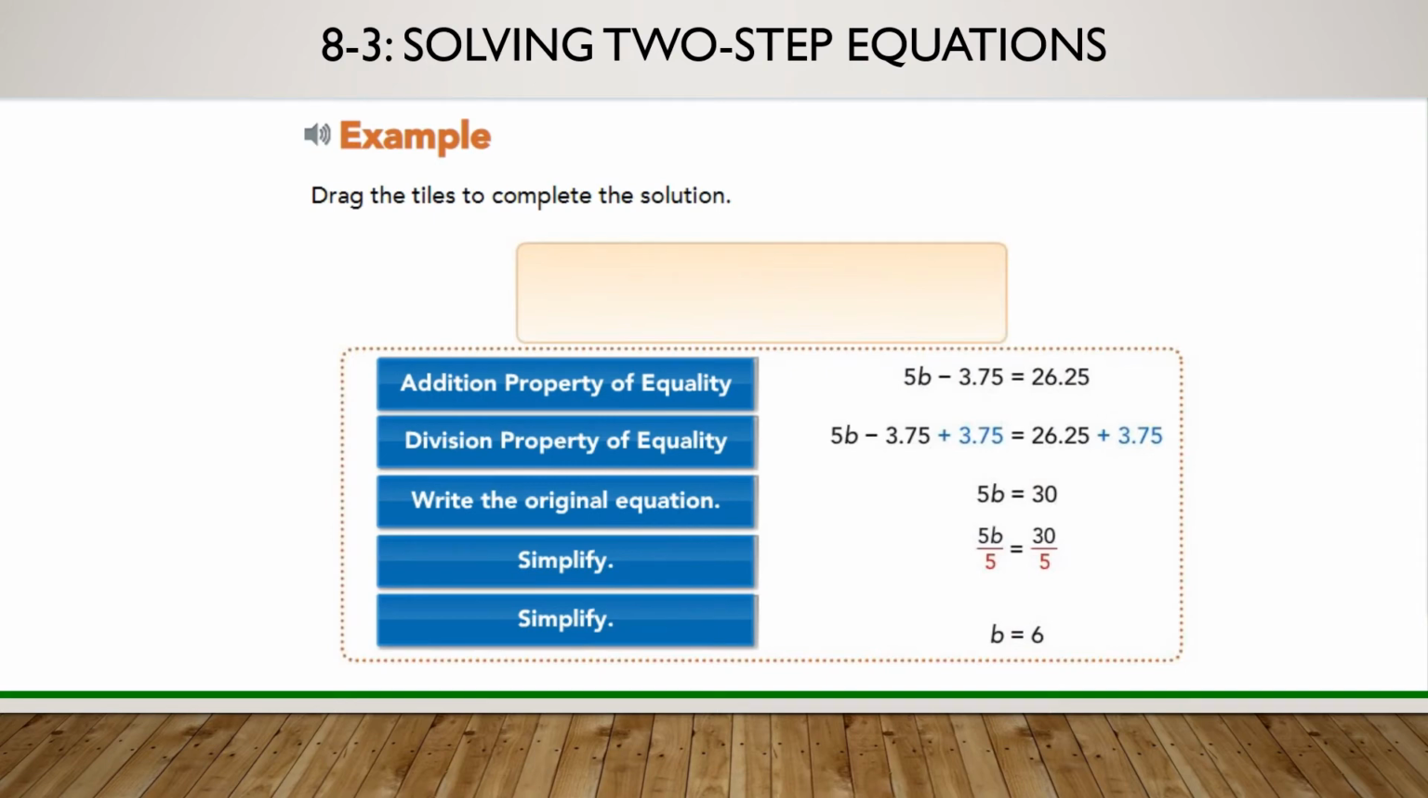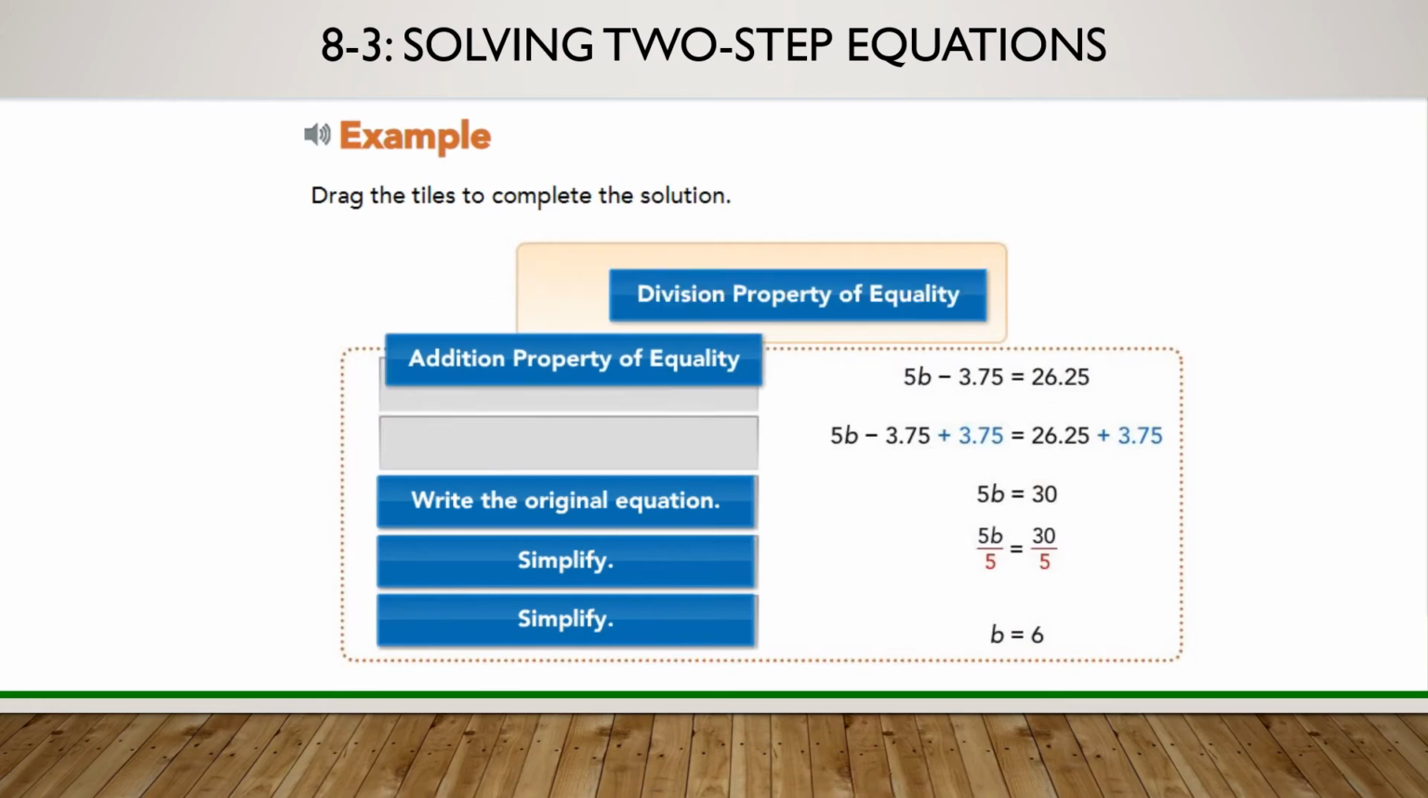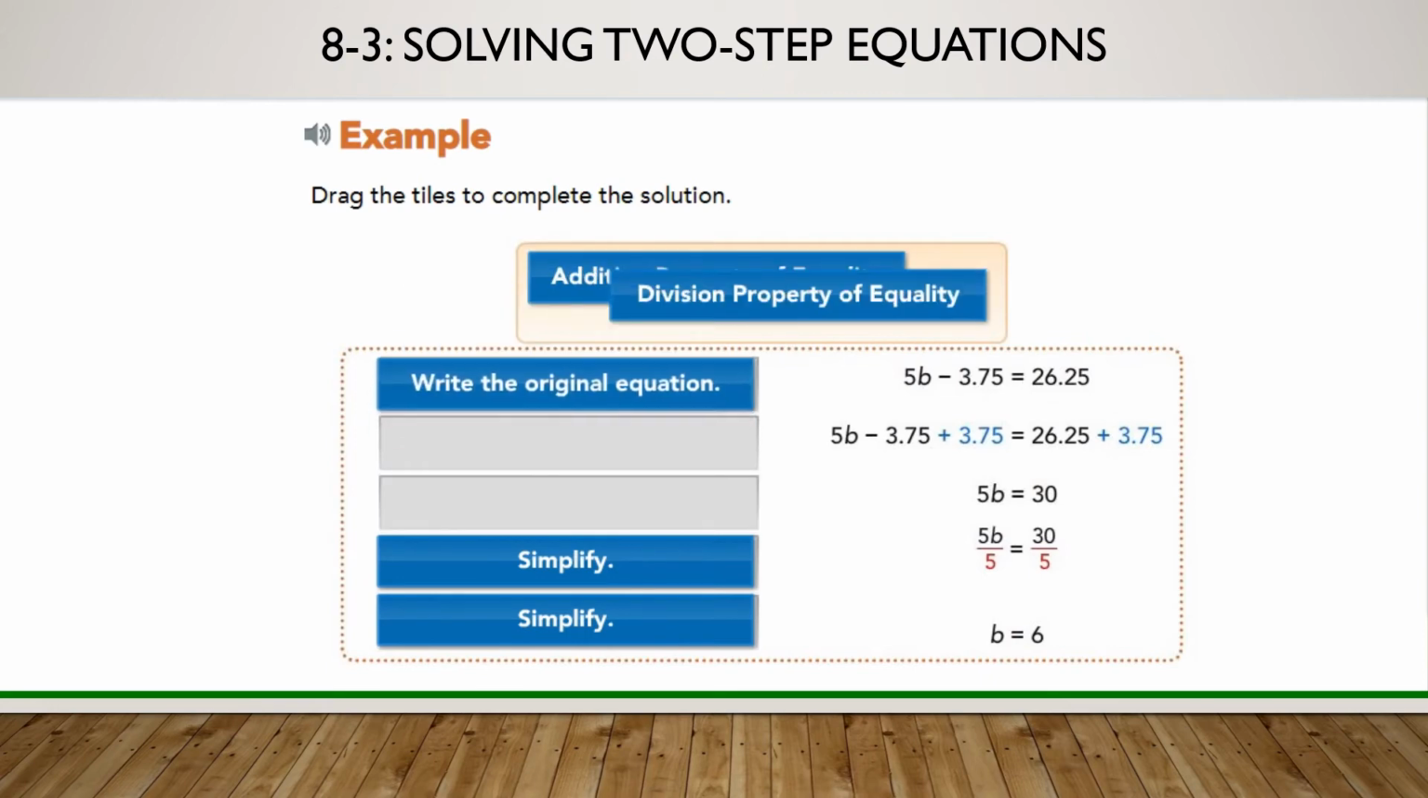So the first step, we have 5b minus 3 and 7/500 equals 26 and 2,500. So let's look at this one. It says addition property of equality, no. Division property of equality, no. Write the original equation. Okay, so I believe that is the first one. That is us writing out the original equation.